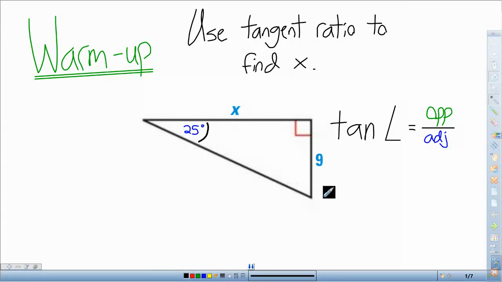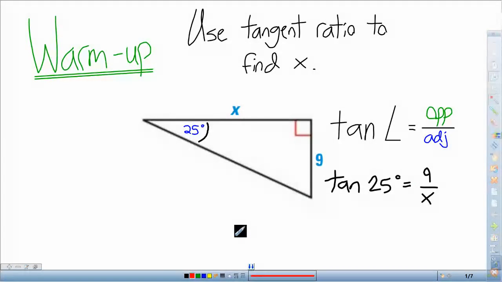Okay, so anyway, let's go ahead and write out. So tangent of our angle, which is 25 degrees, equals opposite over adjacent. Opposite is 9, and the adjacent side is x. Okay, be careful. Check your ratio. Make sure you didn't do x over 9 and get those mixed up.